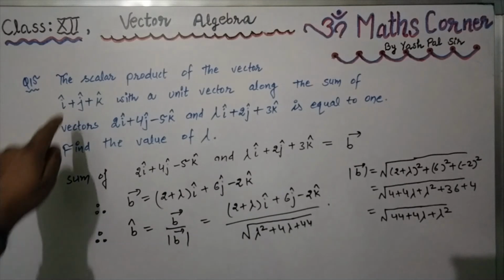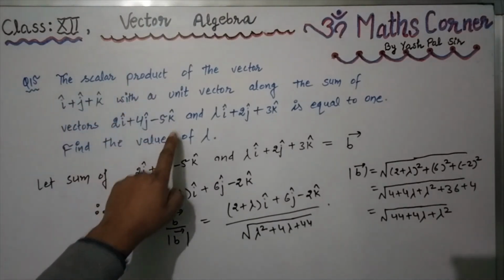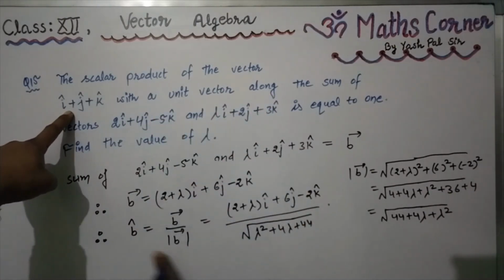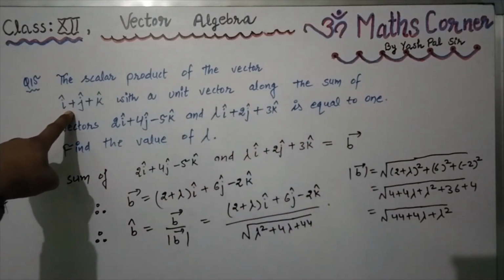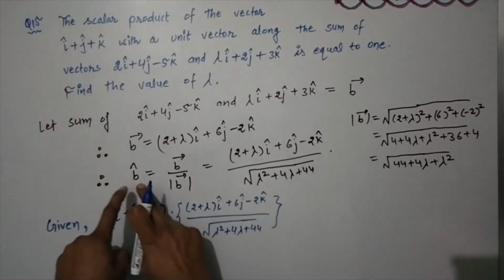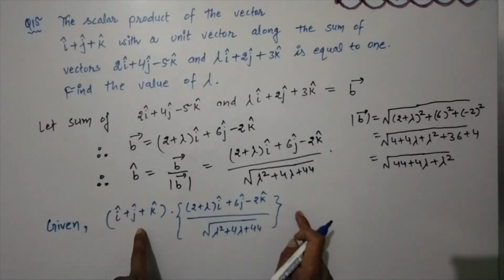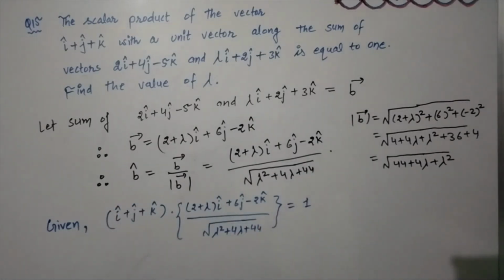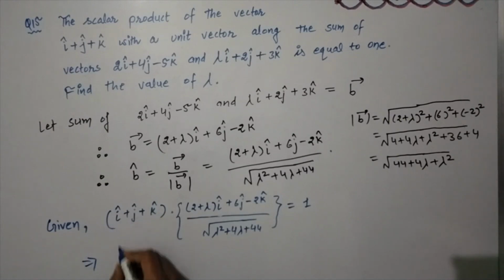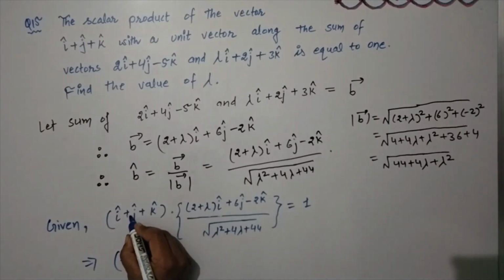Divide by this magnitude, which is square root of lambda square plus 4 lambda plus 44. Now it is given that the scalar product of this vector with this B cap is equal to 1. That is, we say this vector dot B cap is equal to 1. Now how to find the dot product?